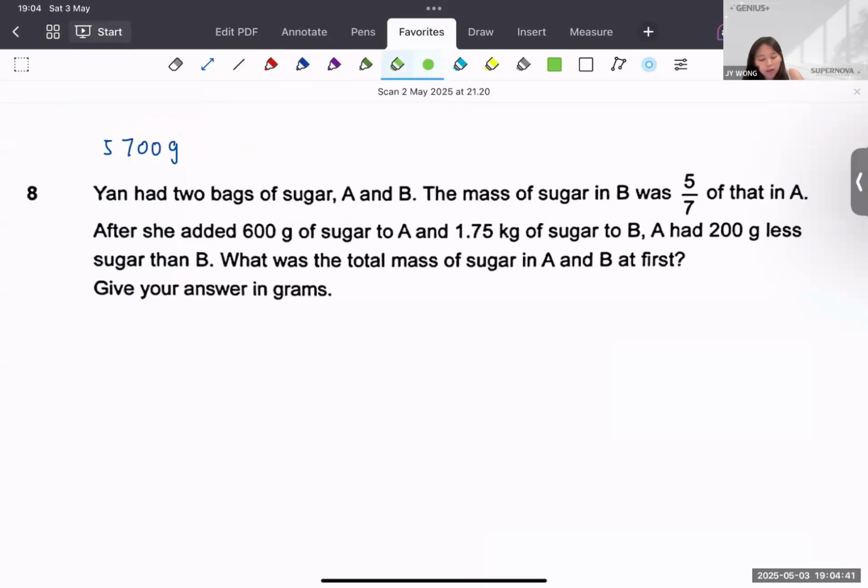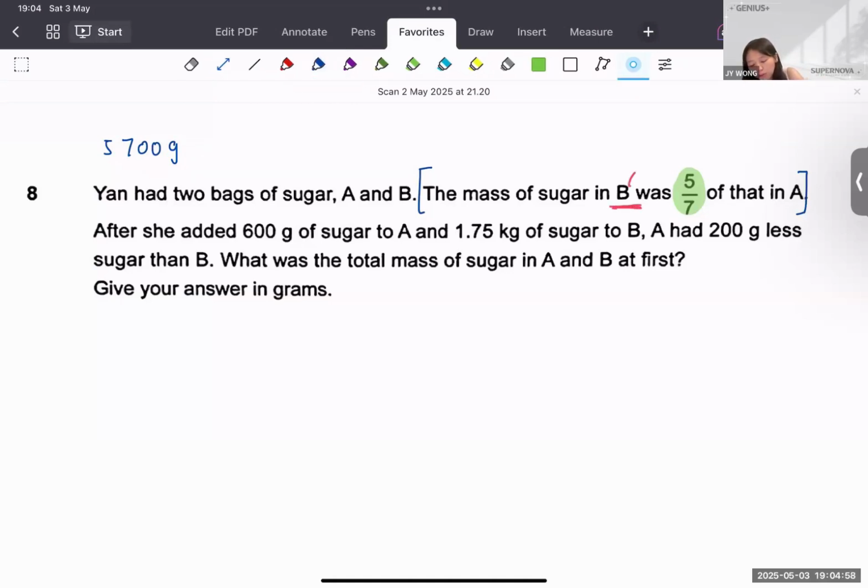Yan had 2 bags of sugar. The mass of sugar in B was 5/7 of that in A. Okay, I want to slow down and explain this particular question. This sentence. Why? Sometimes students don't understand which one is the 5 units, which one is 7 units. They told you the mass of sugar in B was 5 out of 7 of that in A.